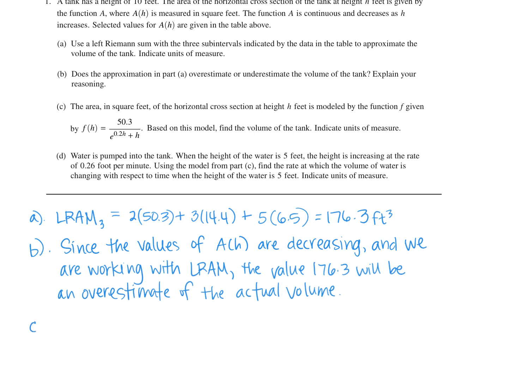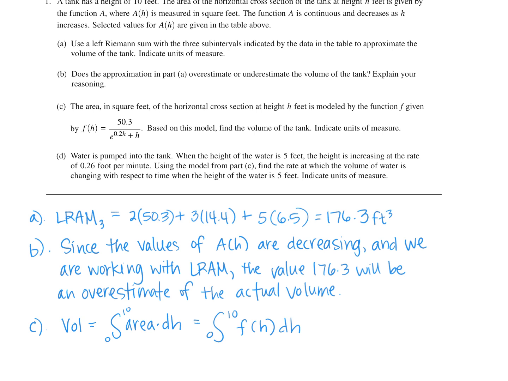So part C, we're going to show that we're setting up an integral. The volume is going to be the integral of the area over this interval, which is 0 to 10. You always integrate area to get to volume. So what you have to write is the integral from 0 to 10 of f of h dh, not A of h. A of h was what we used on the table in our LRAM.